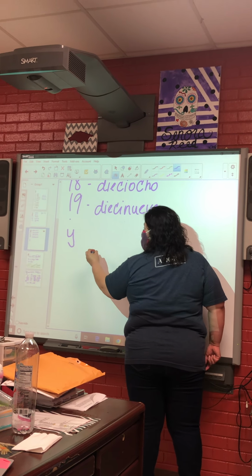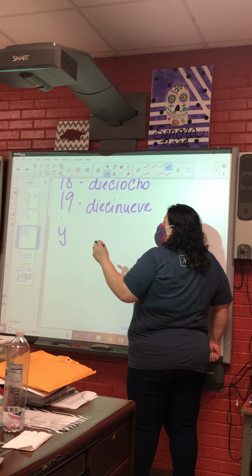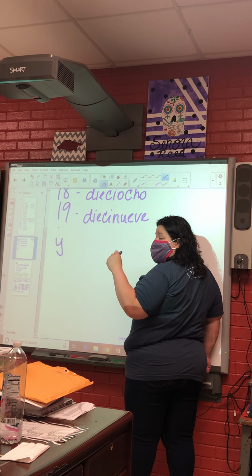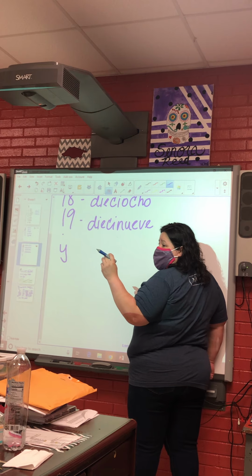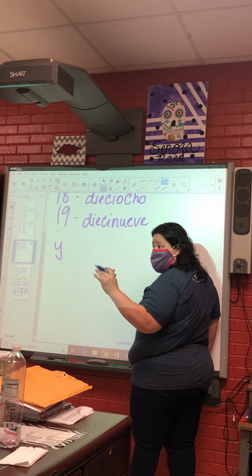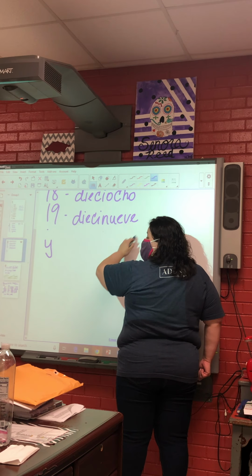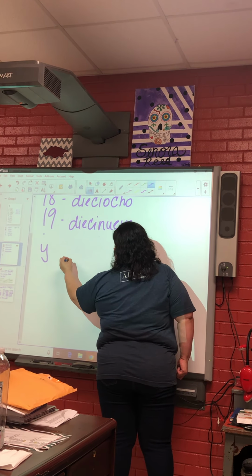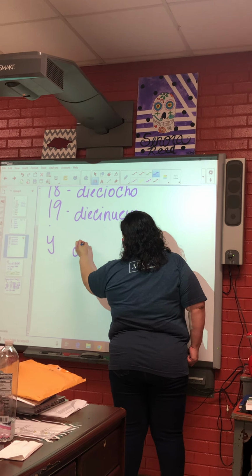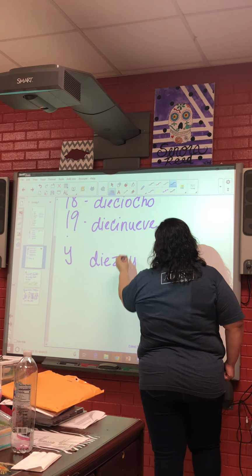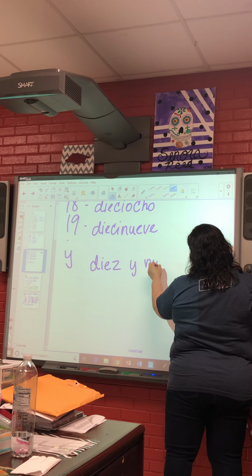Now, let's look at 19. Basically, have you ever heard of orthographic changes? No. Orthography? Okay, the word orthography has to do with spelling, okay? There are some orthographic changes, some spelling changes that are going to take place here, okay? So, basically, this is 19.